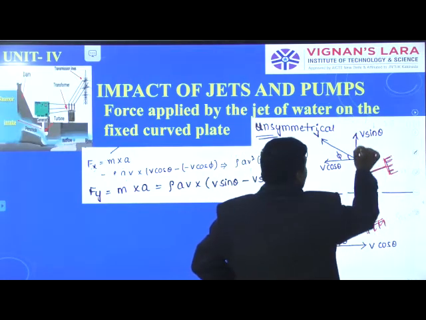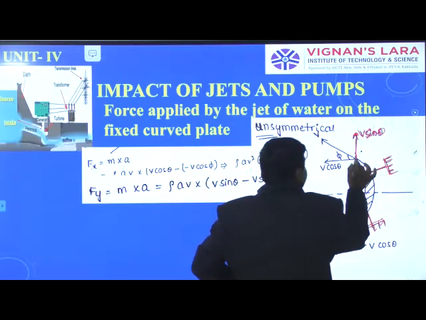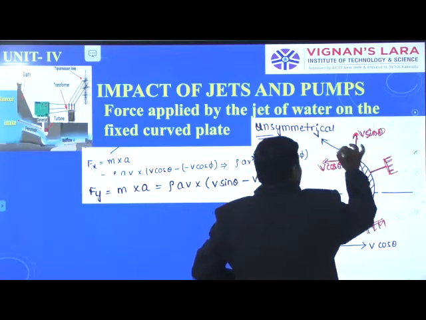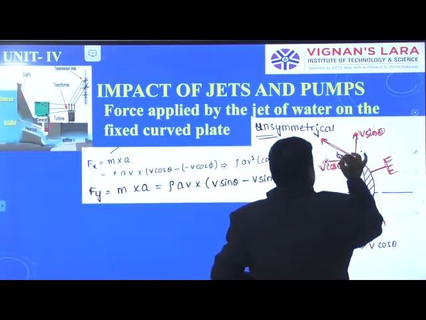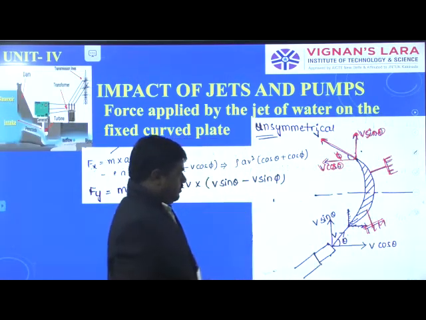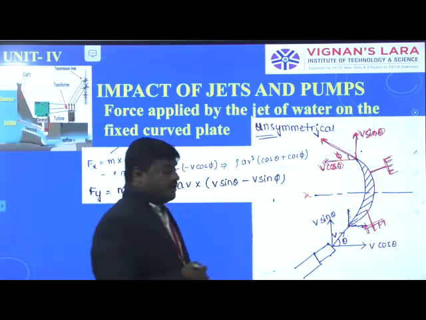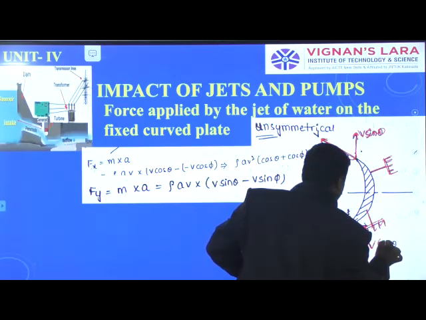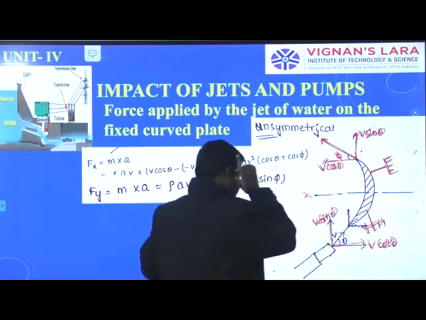Then in the y direction, that is v sin theta, and this is v cos theta. The angle between the y direction and the x direction is phi or theta. This is the x horizontal direction, and this is also v cos theta and v sin theta.